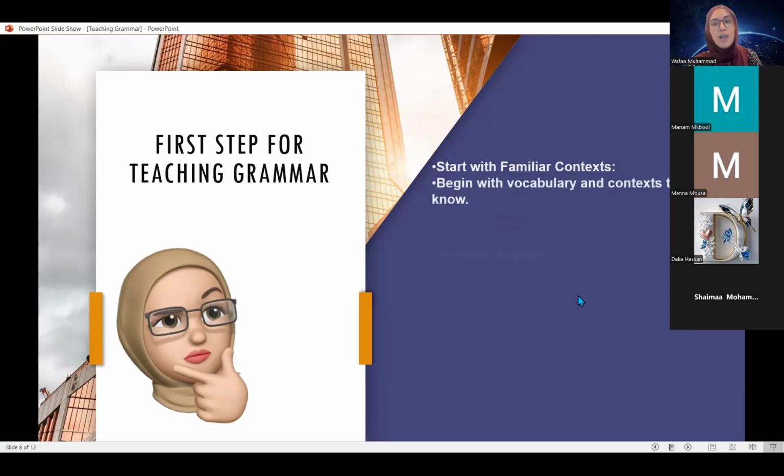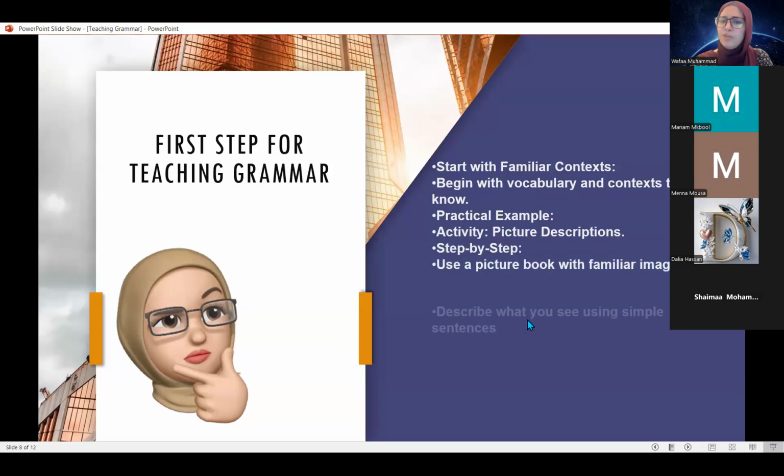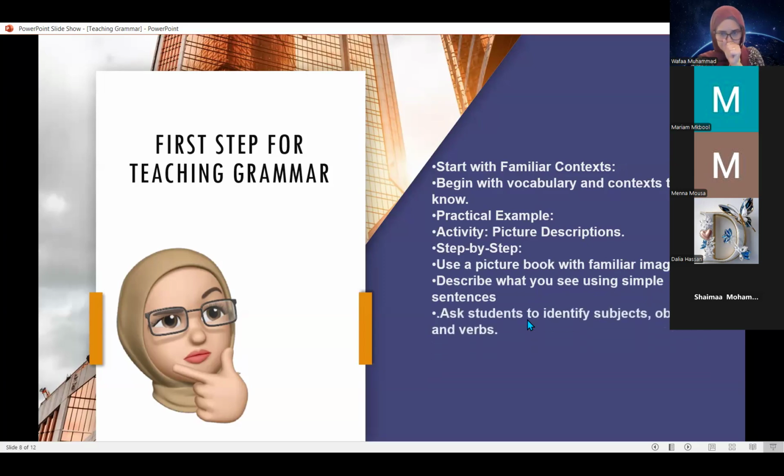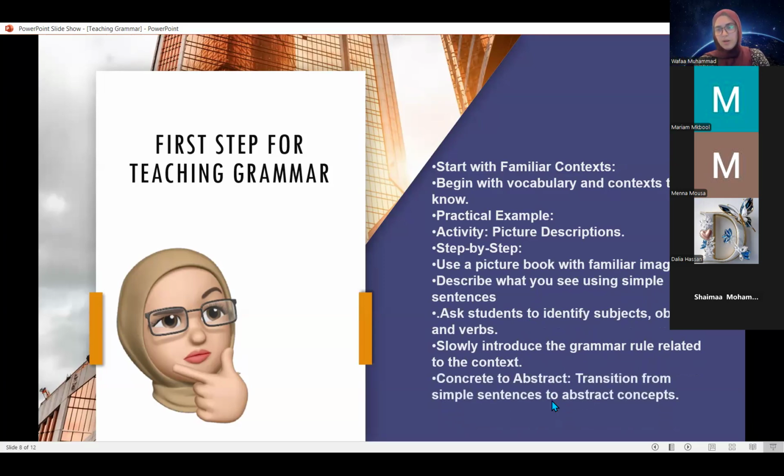So you can start with vocabulary and context they know. Then you go ahead, use a picture book with familiar images, describe what they see, and encourage them to identify the subjects and the verbs slowly. If you go for the American context, in American schools we teach the students the parts of speech. We don't teach them present simple and verb to be and so on. We teach them the parts of speech: noun, verb, subject, the full sentence, which is a full thought, okay? What are the fragments? Gradually they learn all about this because they are learning punctuation marks.